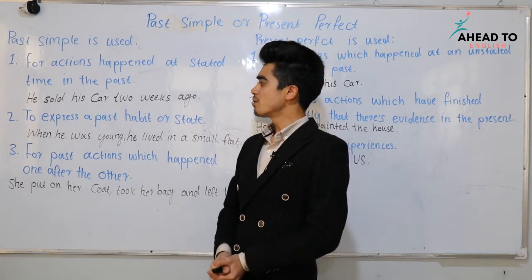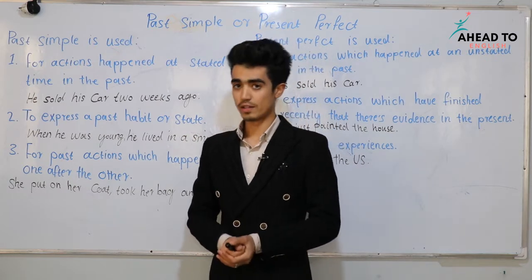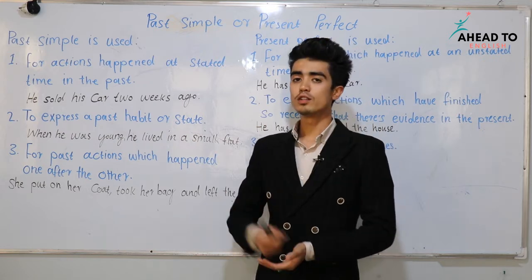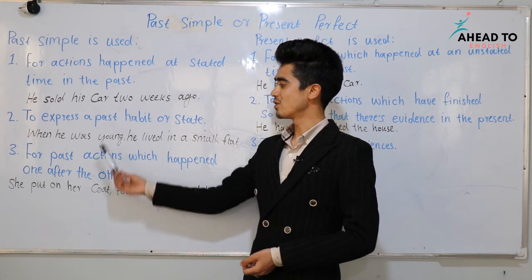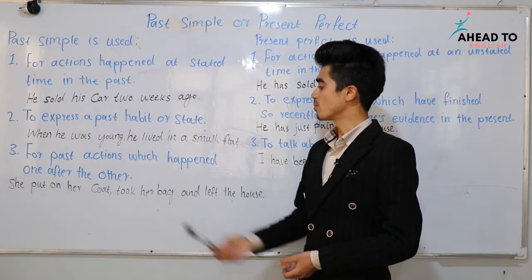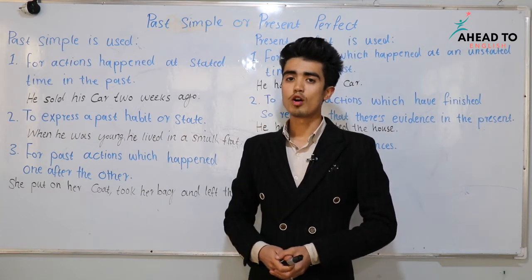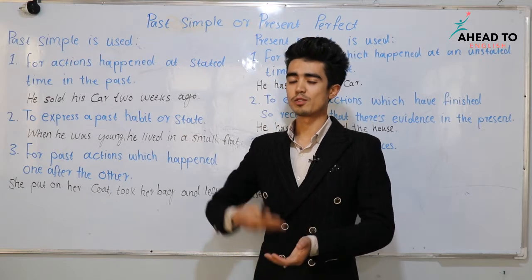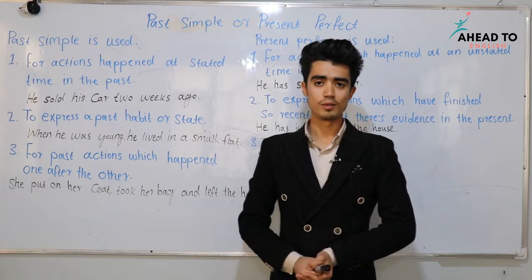We use past simple to express a past habit or a state. For example, when he was young, he lived in a small flat. When he was young, I explained his past state. He lived in a small flat, past habit. Or he used to drink coffee for breakfast. I explained his past habit by past simple.